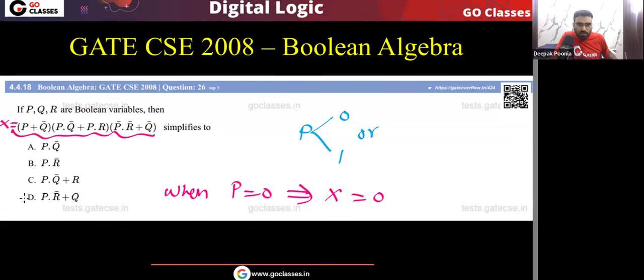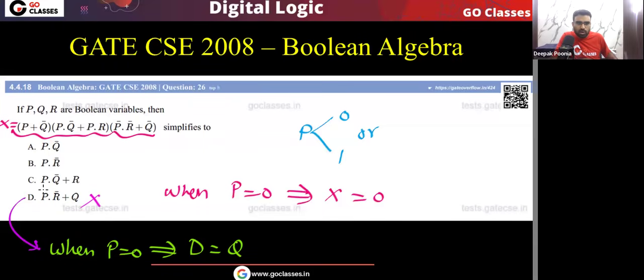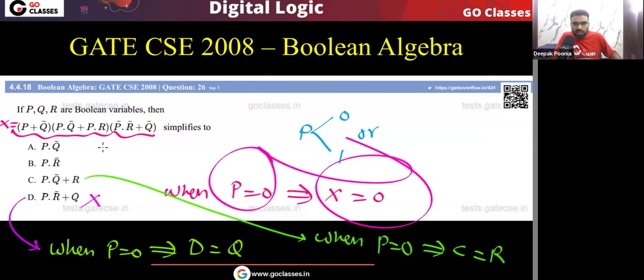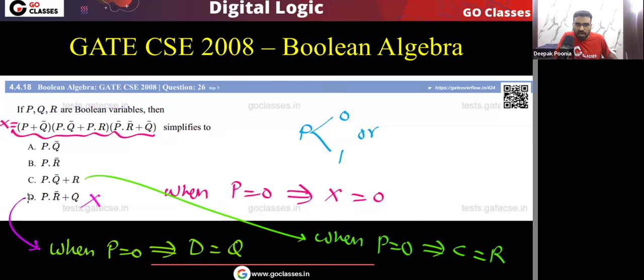But notice one thing, in option D, if I put P equal to 0, then what will I get? Just tell me. When P equal to 0, this option D will be equal to Q. But what should it be? It should be 0. Yes or no? So option D is eliminated. What about option C? Again, when P equal to 0, option C will be the same as R. But actually it should be 0. So when P equal to 0, the given expression is 0, but option C is R and option D is Q. So they are eliminated. Options C and D are gone.